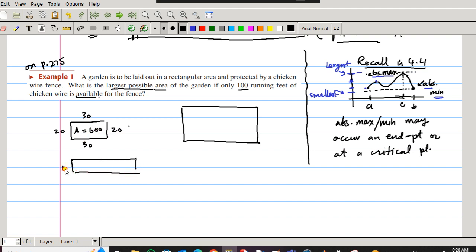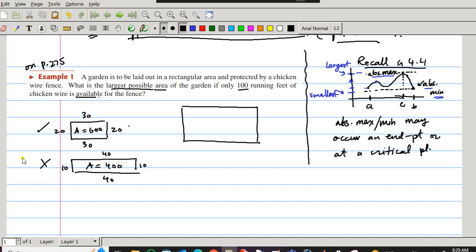I keep 10 here, 20 and 40, 40 here. So again, the sum is 100. But this time the area will be 400, 40 into 10. This will be 400. So see, this is smaller than 600. So I don't want this one. I want this one. Right?